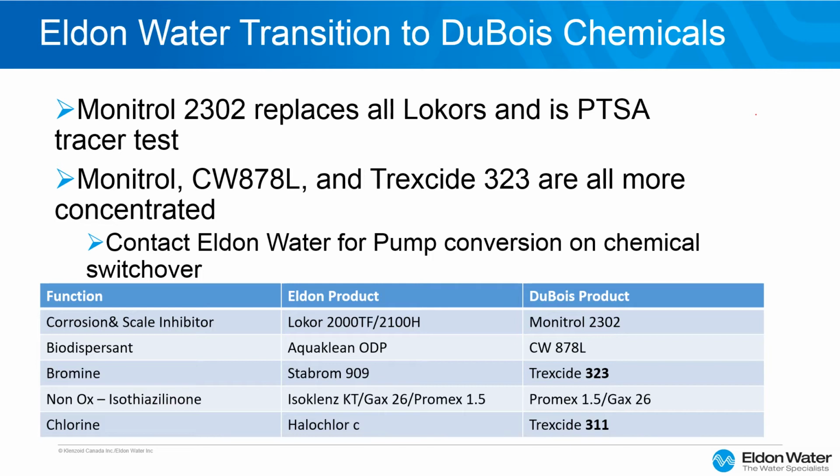Again, you'll know real quick with Monitrol and Trekside 323 if you're overdosing because you're testing for those daily. But CW878 is much more concentrated, and actually your tower will start foaming like crazy if you put it in at the same rate as ODP. So unless you want calls for a foaming tower, which I don't think anyone does, definitely make sure you reach out to Eldon Water to make sure we get the proper pump setting.